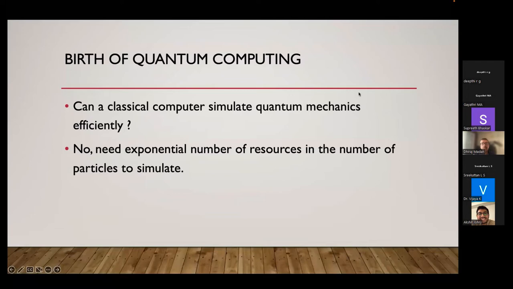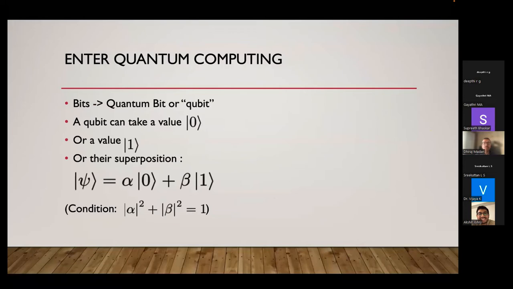Now, why do we need quantum computing? Well, the thing is that classical computers cannot simulate quantum mechanics efficiently. In order to do that, we would need an exponential number of resources in terms of the number of particles we are trying to simulate. So Richard Feynman thought, what if the computers themselves directly simulate quantum mechanics? And that gave birth to the rise of quantum computing.